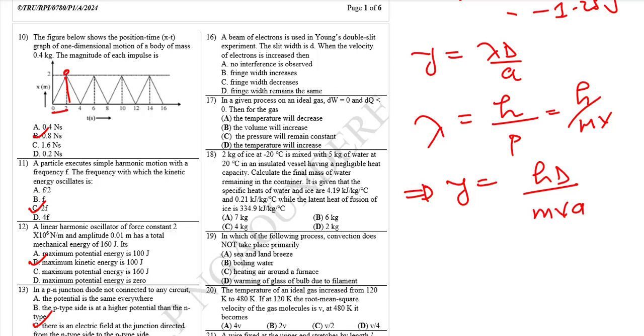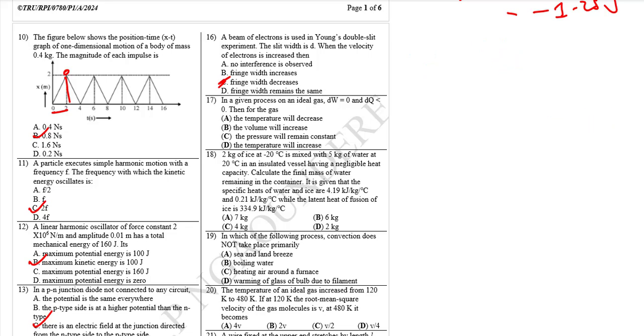So we see that there is an inverse relationship between y and v. So it means as v will increase, y will decrease. So the fringe separation or the fringe width will decrease. We go now to the next.